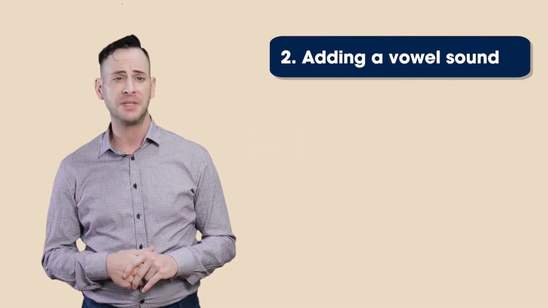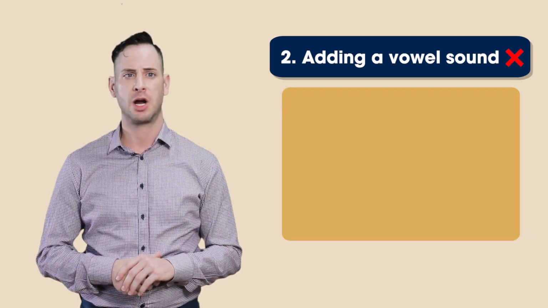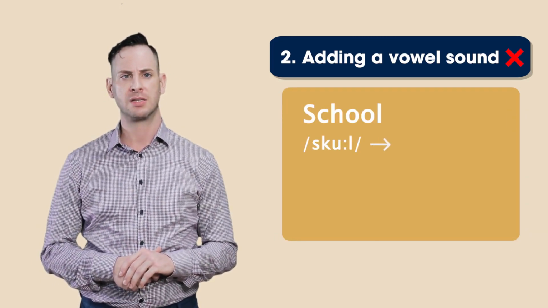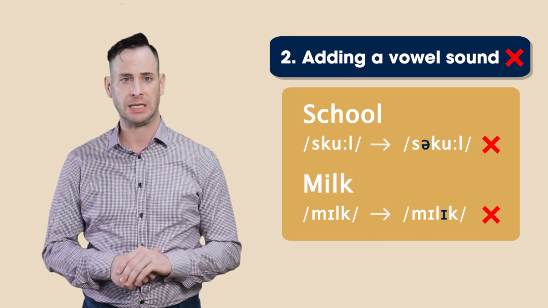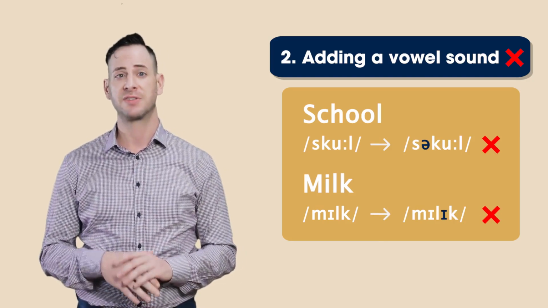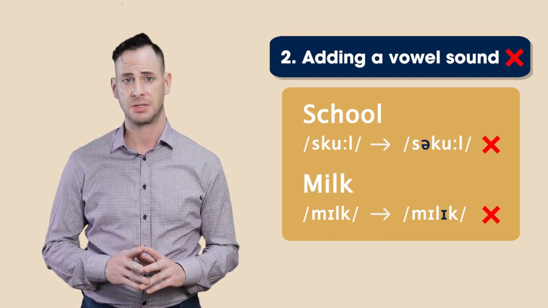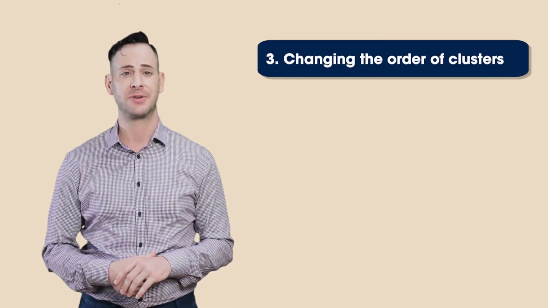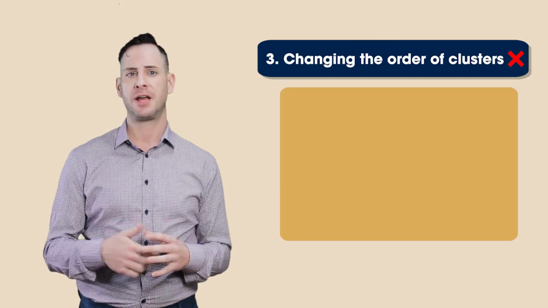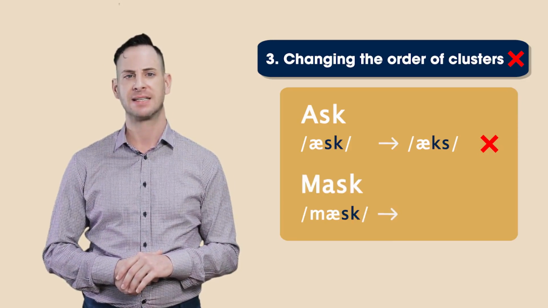Another mistake is trying to break down clusters by inserting a vowel sound between the consonants. Some of such examples are pronouncing school as sukul and milk as milik. This is usually the case for second language learners whose native languages do not recognize clusters. Speakers also make the mistake of changing the order of the clusters. For example, some pronounce the word ask as ax and mask as max.